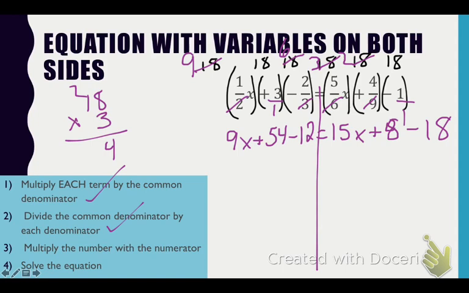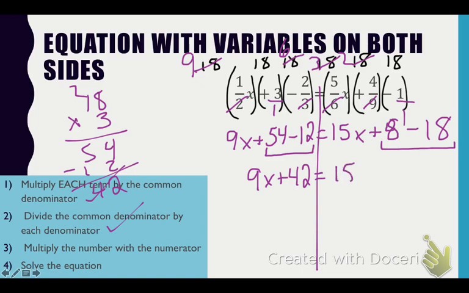All right? So now I'm going to solve it like I would a multi-step equation. So I don't have anything to distribute, but I do need to combine like terms. So my like terms are 54 and negative 12 on that side, and then 8 and negative 18 on this side. So 54 minus 12, all right, is going to be 42. So 9x plus 42 equals 15x, and then 8 minus 18 is negative 10.